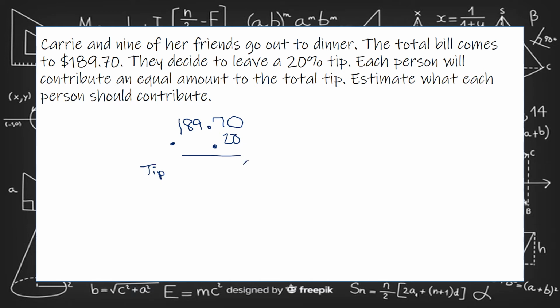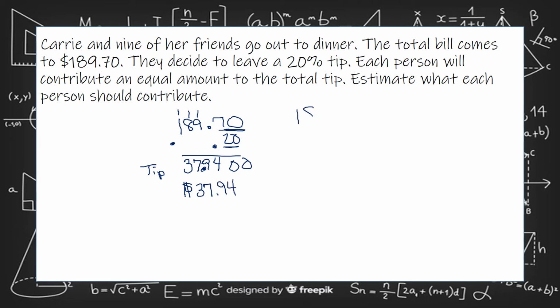I'm going to add that 0 at the end. 2 times 0 is 0. 2 times 7 is 14. Carry a 1. 2 times 9 is 18, 19. Carry a 1. 2 times 8 is 16, plus 1 is 17. Carry a 1. 2 times 1 is 2, plus 1 is 3. And then we have 1, 2, 3, 4 numbers after the decimal. So it's 37.94 is the total tip amount.